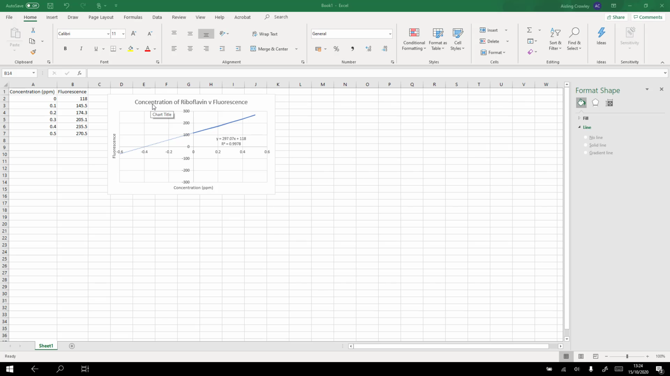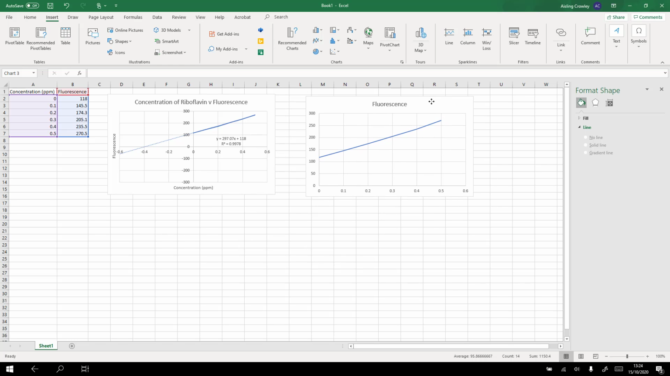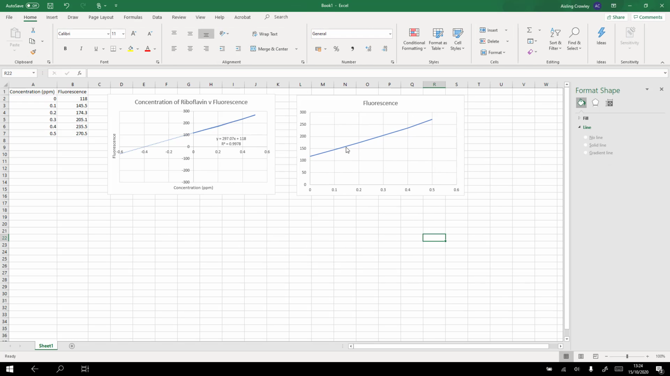So a full label on your title here. So concentration of riboflavin versus fluorescence. Fluorescence is going on our y-axis and concentration with its units, parts per million, on the x-axis. So we highlight our table as we always would, no difference here, and we end up with our graph. And this is something that we're typically more used to, okay?